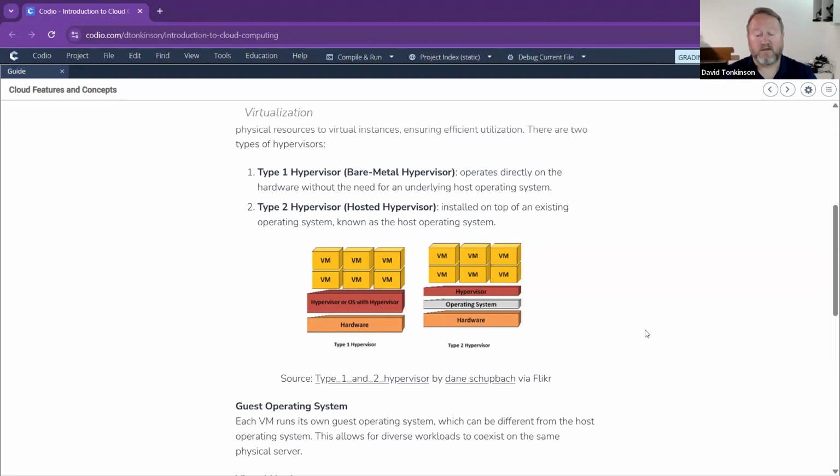On the right-hand side, there's more of a type 2 hypervisor, which has an operating system. So we would, for example, run this on Windows. We run our hardware underneath our server, we run Windows Server on top of that, and then Hyper-V runs on top of that. That hypervisor controls the virtual machines, but it reports to the operating system, which then reports to the hardware. A good example of the one on the left-hand side is ESXi, which is just a straight hypervisor you run straight onto the hardware.